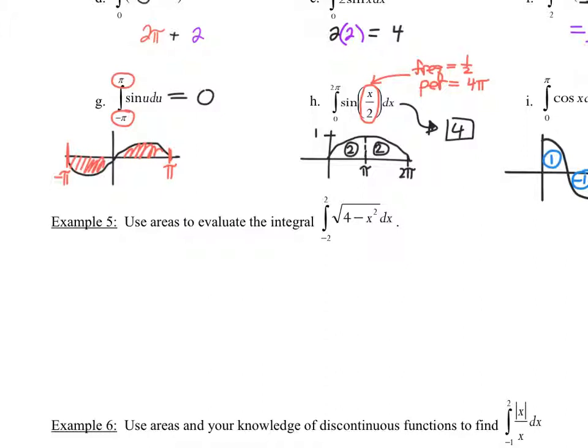Instead, let's take a look at just this guy, because we know that when we're finding a definite integral, we're finding an area, right? And the area is y times dx. Right? So y has to be equal to the square root of 4 minus x squared.